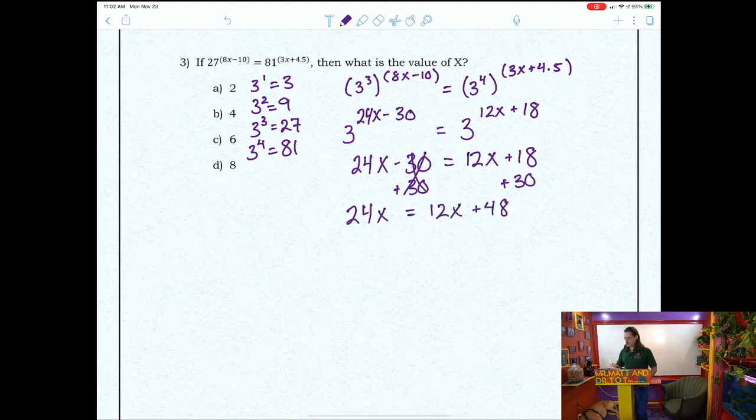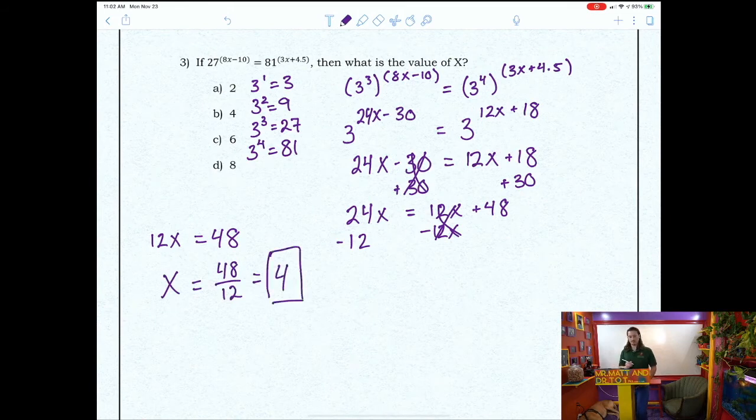Subtracting 12x on both sides to eliminate the 12x on the right, I'm going to now have 12x is equal to 48. Dividing by 12, x is equal to 48 divided by 12, which is 4. And that's answer selection B.